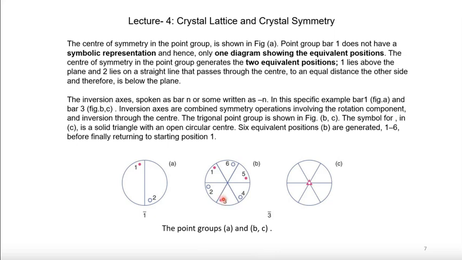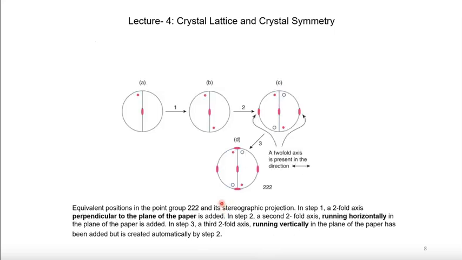So far we have been talking about a symmetry element alone having a point group, but we didn't take any combination yet. So we take the combination of symmetry elements. Let's talk about this figure.